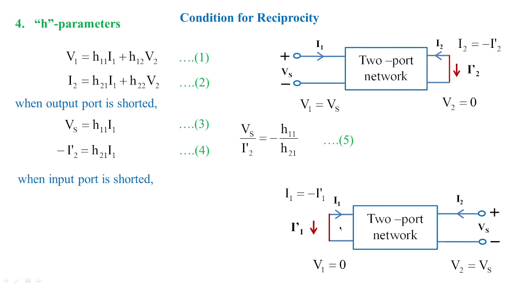Then we are going to take the input port to be shorted, that is making V1 equal to 0 and energizing V2 equal to Vs, driving the current I2 and making I1, which is dependent upon I2, equivalent to minus I1 dash according to the direction of the currents over here. So with this I'm going to get 0 is equal to minus H11 I1 dash plus H12 Vs. This we have obtained from equation 1. And similarly I'm going to get Vs by I2 dash is equal to H11 by H12. Let us frame this equation as 6.